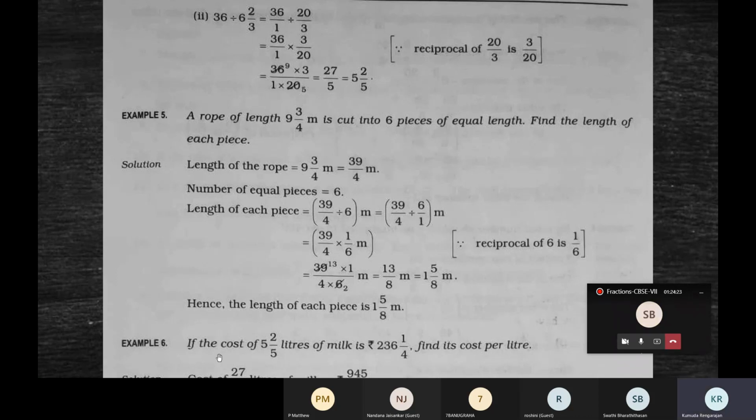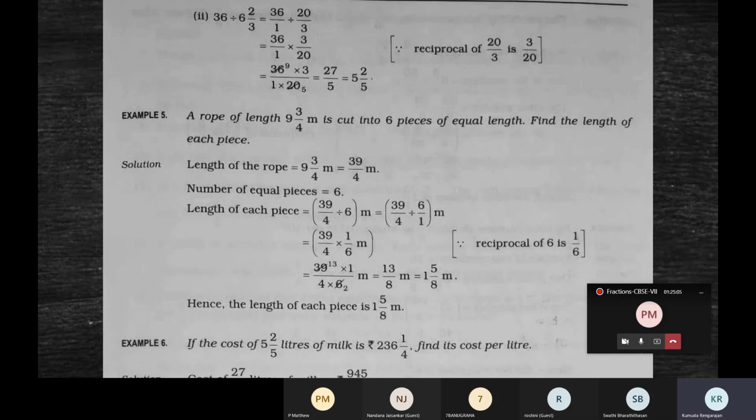Now I want someone to read out example 6 using different numbers so that we understand the situation. I don't want you to use a mixed fraction. Just use some natural numbers. If the cost of so many liters of milk is so much, find the cost per liter. Use different numbers and let's understand the situation. Use numbers less than 100. We just need to understand the situation.